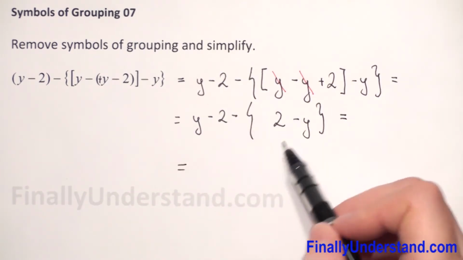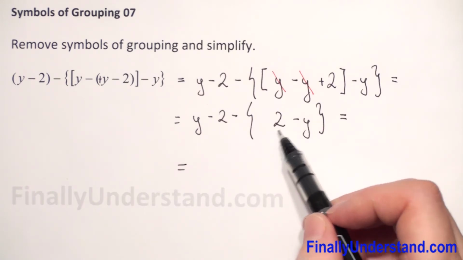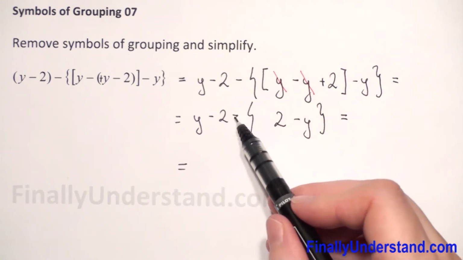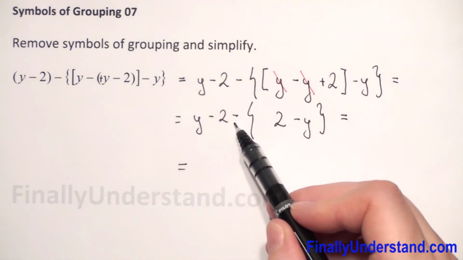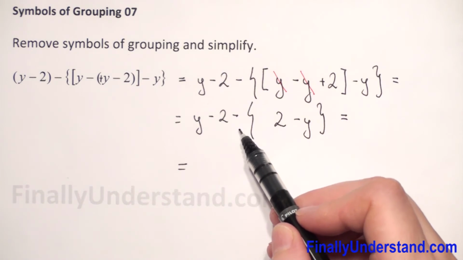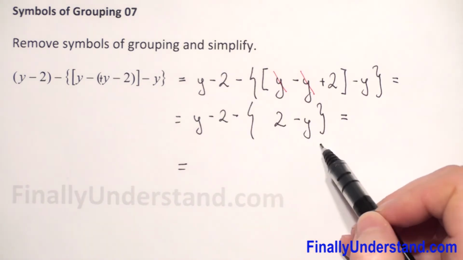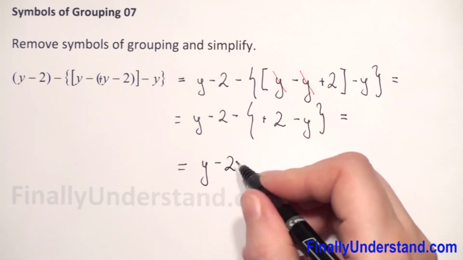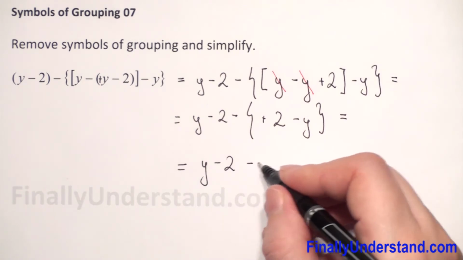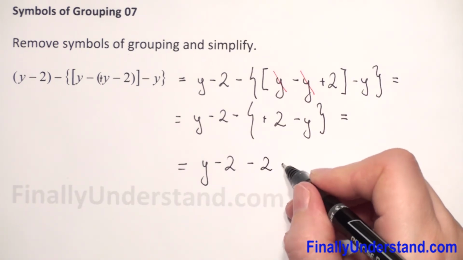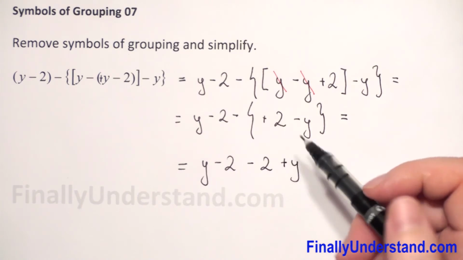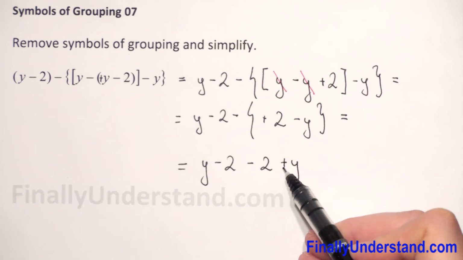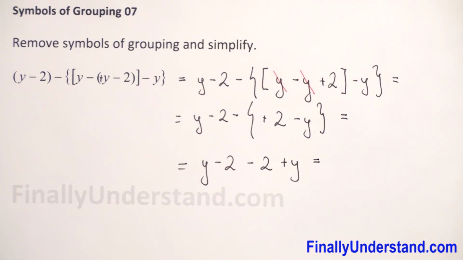Now inside braces we have 2 minus y, different terms, we cannot do anything. So we take down the braces, and because we have a negative sign before braces, it means we have to change the sign of every term inside braces. When we don't have a sign, it's always positive. So y minus 2 we copy. Now we have positive 2, so it will be negative 2. Negative y, so it will be positive y. In other words, we have just multiplication here. Negative times positive is negative. Negative times negative is positive. So now we have to combine the like terms.